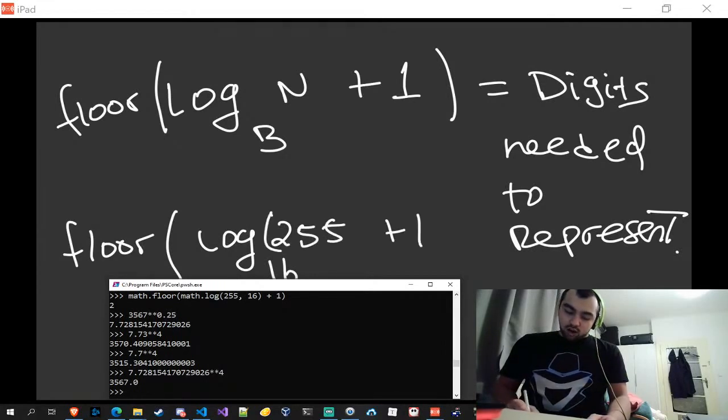By the way, this is one operation. Like the logarithm of this, and then we add 1. Or you can floor it and add 1 afterwards. Doesn't matter.